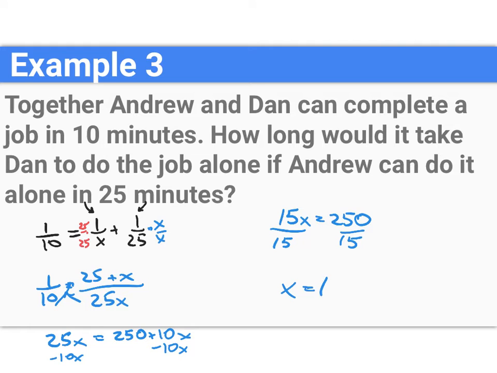And when you do this on a calculator, you'll get 16.666 repeating, and 16.6 repeating is 2/3. So how long would it take Dan to do the job? 16 and 2/3 minutes. Okay, that is our answer. And so those were our examples that we had for this lesson. Please try the practice problems on another piece of paper, and I will see you at the end of the video for a recap.